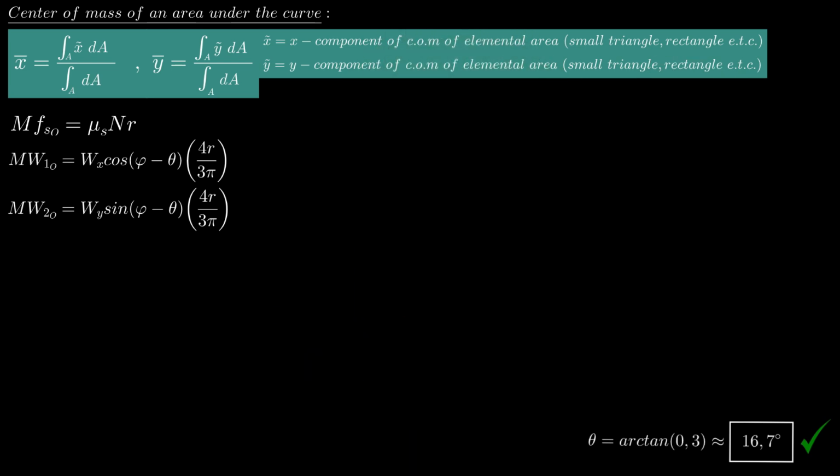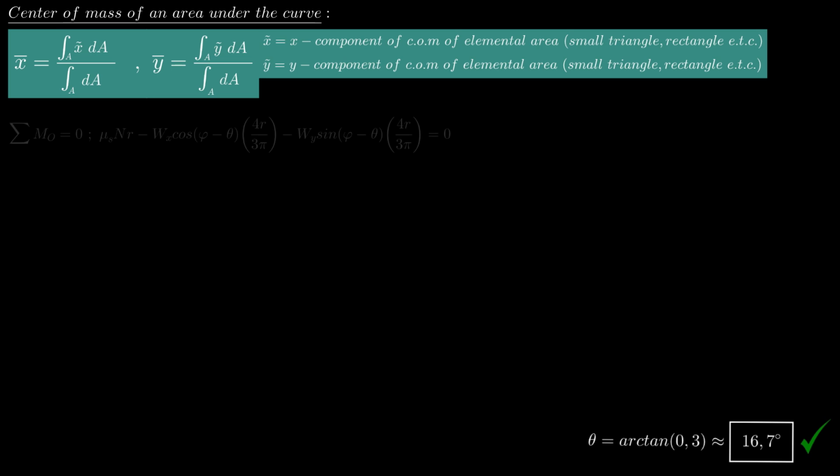So putting this all together, since the net torque has to be 0 about O, we take the moment of the friction force as positive, going counterclockwise, and the other two moments are going in the opposite direction, clockwise. So we take them as negative. Doesn't matter which ones we take positive or negative, as long as we're consistent. So now we have mu s times N times r minus Wx times cosine of phi minus theta times 4r over 3 pi minus Wy times sine of phi minus theta times 4r over 3 pi equals 0.